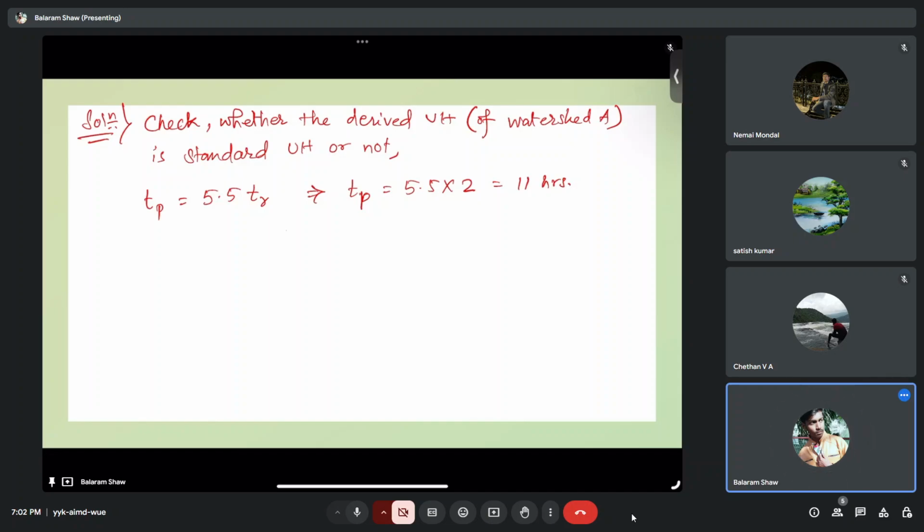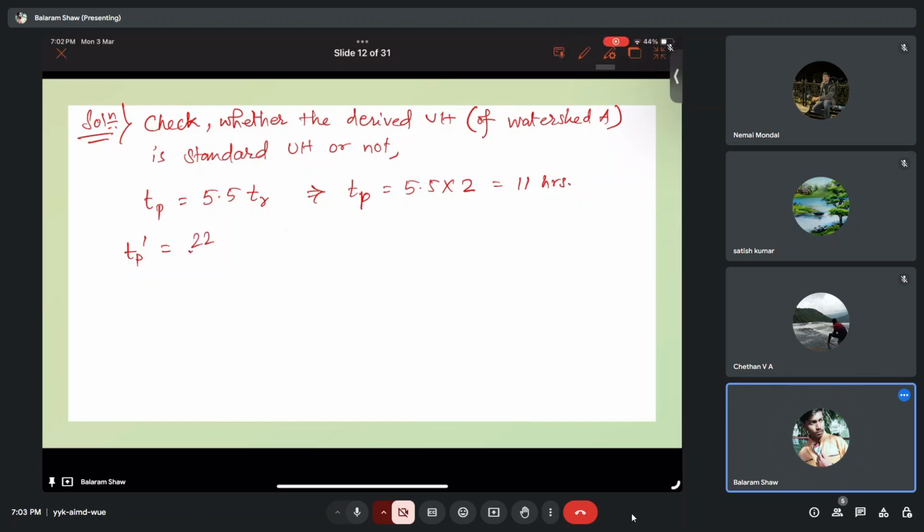So what was the formula for that? So here you can see that we have the TP is 11 hours, right? So the formula that we have to use will be TP dash, right? Just check the formula once. So we'll use TP dash equals 21 by 22 TP plus TR by 4, right? How much it will be? Can you just tell me?